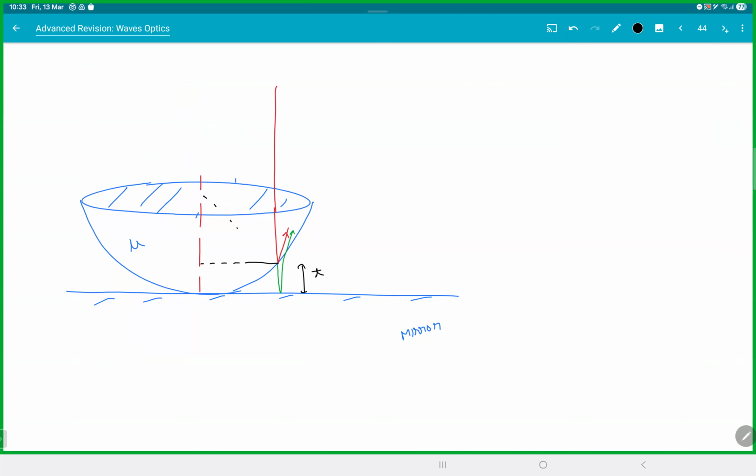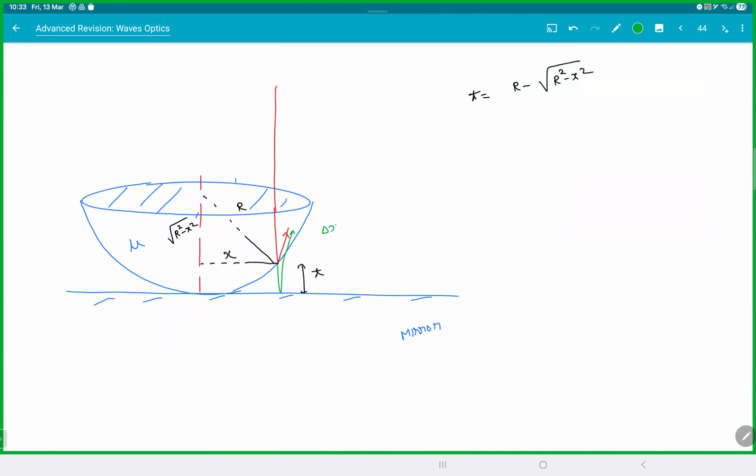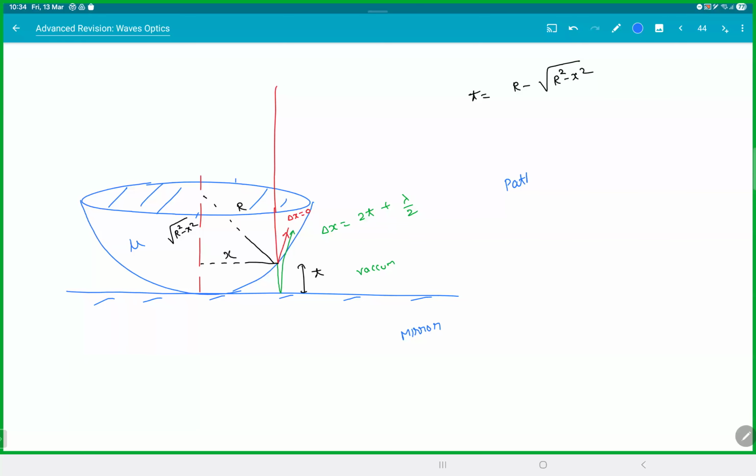We can use geometry. This is x. This is r. So this is root over r square minus x square. So t is nothing but r minus root over r square minus x square. That is your t. For the green one, what is the path difference? 2t, because you're traveling in vacuum. This is vacuum. Plus lambda by 2 because of mirror reflection. Whereas for the red one, delta x is 0 because you're hitting from denser to rarer. So the path difference between the red one and the green light ray is 2t plus lambda by 2.